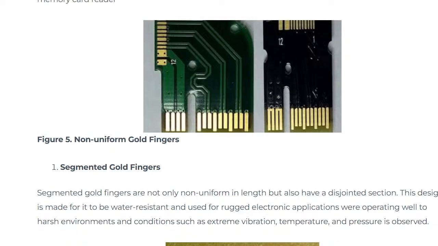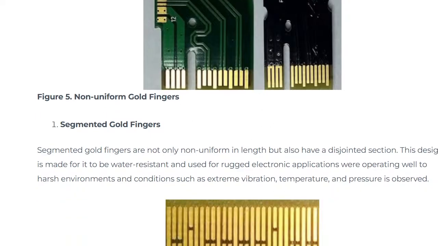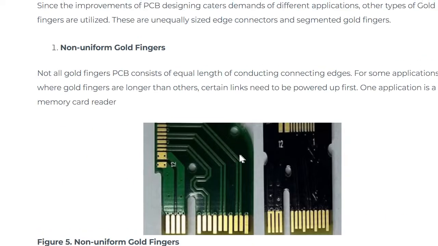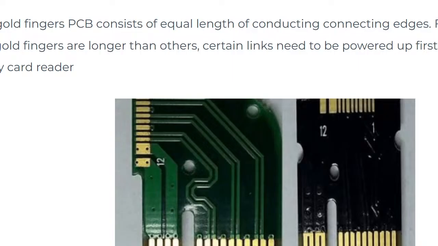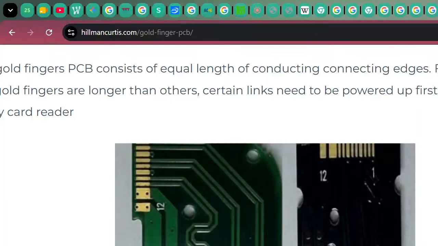This is segmented or intermittent. This is non-uniform, or uneven, or long-short type. And if everything is uniform, even and identical, then it is called regular or flush type, which is found in graphic cards.